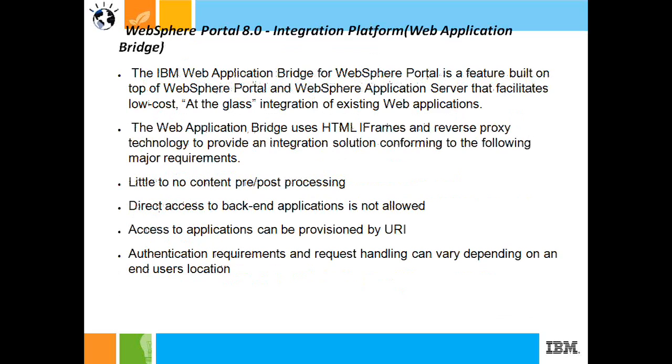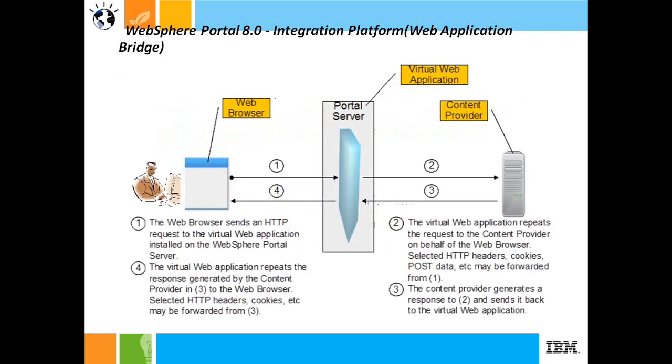Now, the integration platform. There are different ways of doing integration, as I was talking about. One way of integrating with your application, if you want a seamless application, is to use the Web Application Bridge. Web Application Bridge uses HTML iframe and reverse proxy technology. This is in a nutshell what the WAB provides.